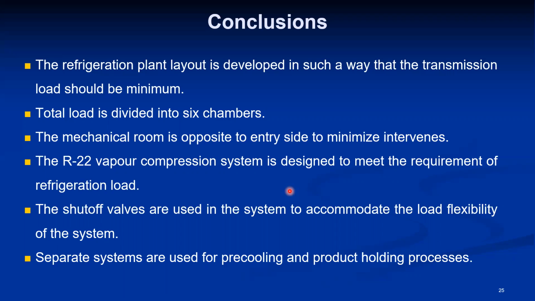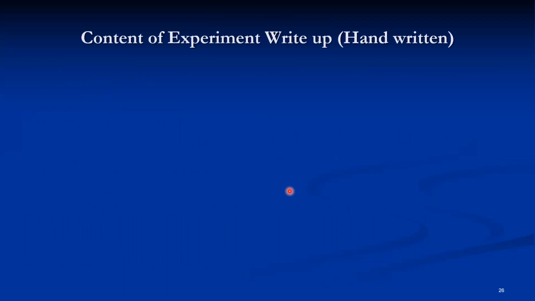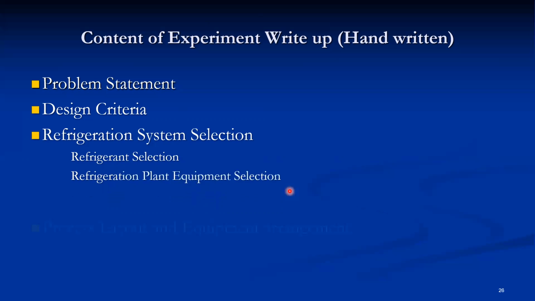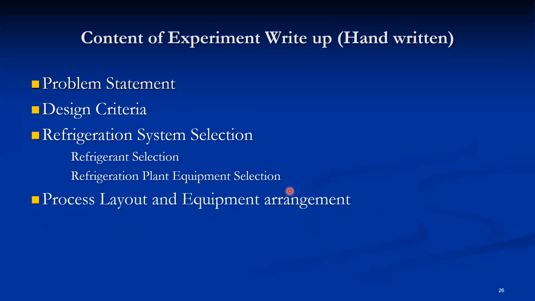In this particular experiment, you have to write as it is. You only need to understand the experiment, because that gives you greater experience of designing also. So obviously the content remains the same: the problem statement, you have to copy; design criteria, same, you have to copy; refrigeration system selection procedure remains the same. Same, you have to copy, that is the selection of refrigerant part, then plant equipment, process layout, you have to just attach the same sheet, and the conclusion part.